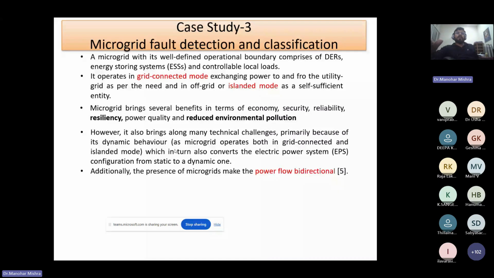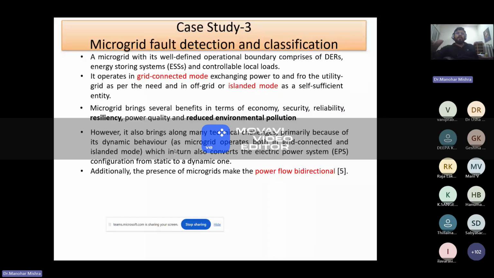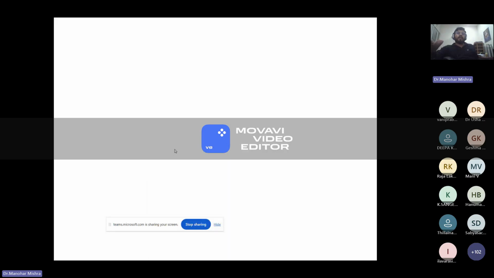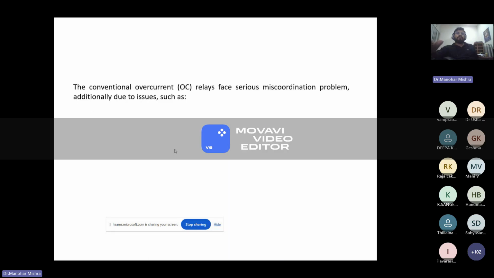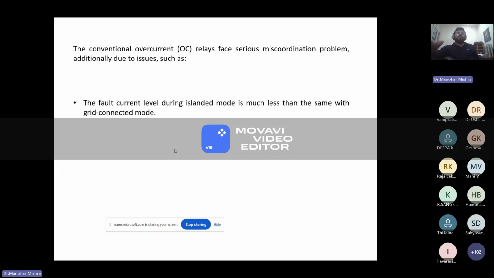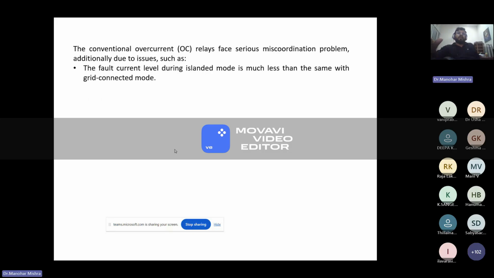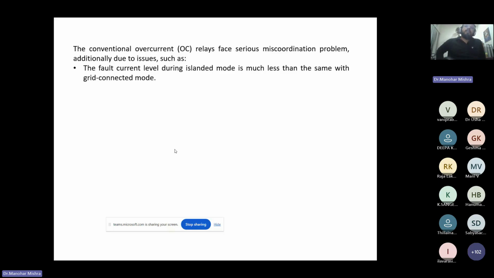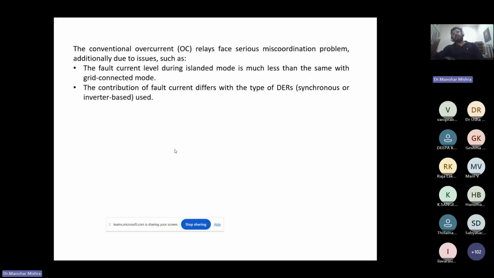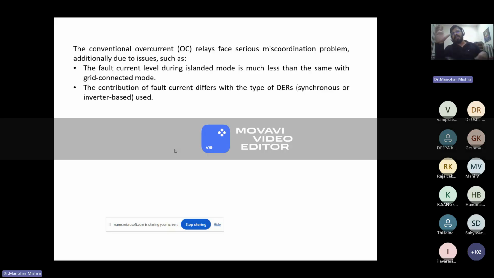Then again, in the microgrid the power is bidirectional, so providing a better protection algorithm is difficult. Here an overcurrent relay may misoperate or miscoordinate due to what? The fault current level in the islanding mode. Then we can say that the distributed energy resources, the DGs, may be synchronous based or inverter based, and at that time also the fault current contribution is different.